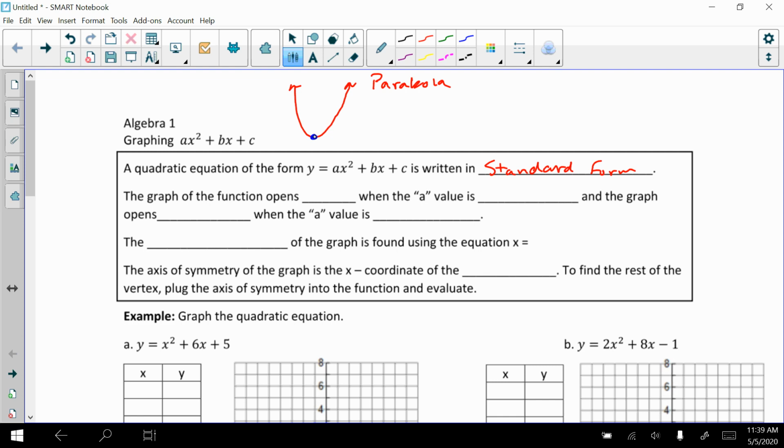The first is kind of this middle point. Okay, it's either the bottom or the top if your parabola opens down. We call this point the vertex. Okay, so that's an important part of a parabola. It's the halfway point essentially.